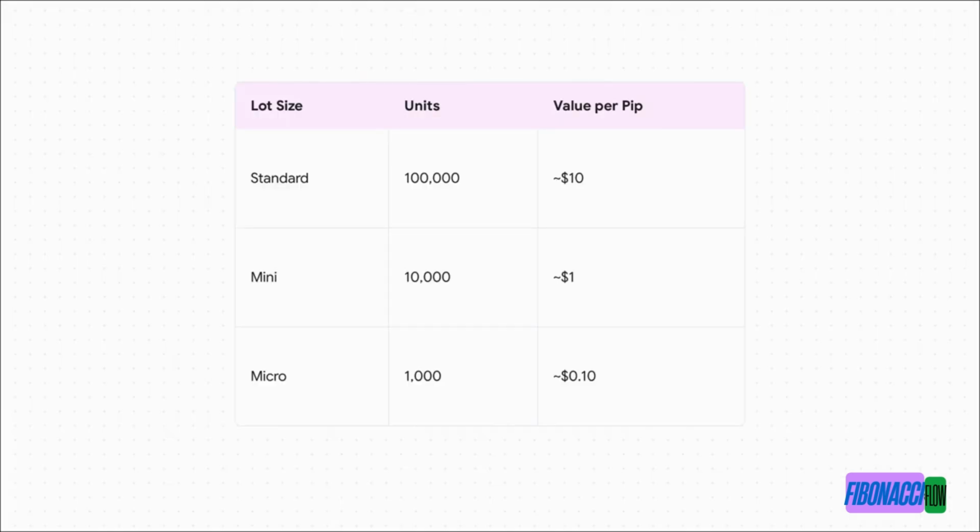Well, here's the thing. The value of a pip isn't one size fits all. It all comes down to your lot size, which is just a fancy way of saying how big your trade is. If you're trading a big standard lot, every pip is worth about 10 bucks. A smaller mini lot, that's $1 a pip. And a tiny micro lot is just 10 cents per pip. So the bigger your trade, the more powerful each little pip becomes.